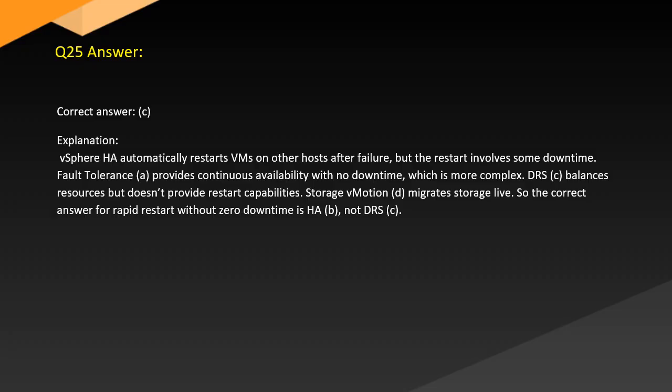Answer. Correct answer, C. Explanation. vSphere HA automatically restarts VMs on other hosts after failure, but the restart involves some downtime. Fault Tolerance, A, provides continuous availability with no downtime, which is more complex. DRS, C, balances resources, but doesn't provide restart capabilities. Storage vMotion, D, migrates storage live. So the correct answer for rapid restart without zero downtime is B, not DRS, C.